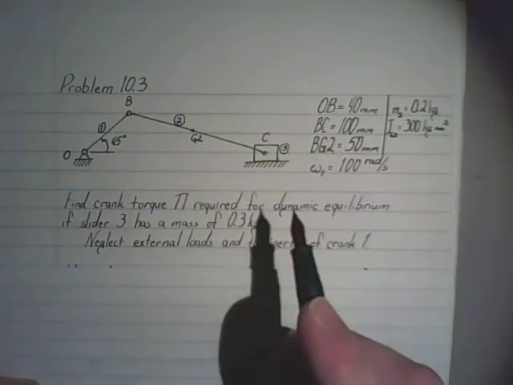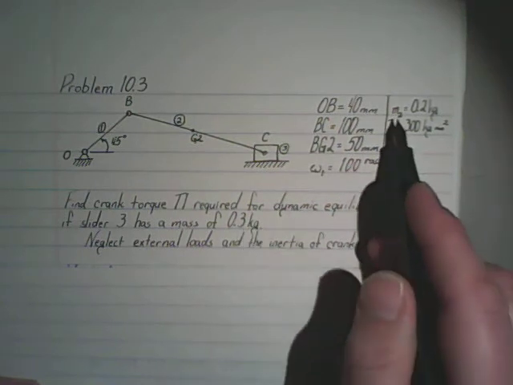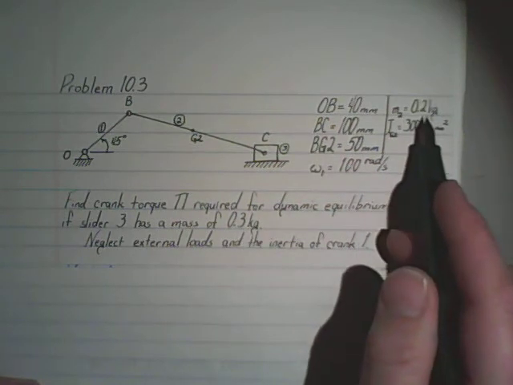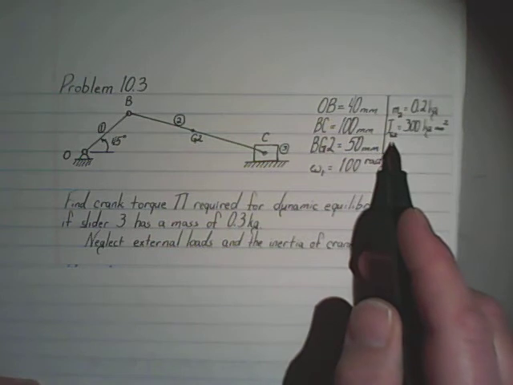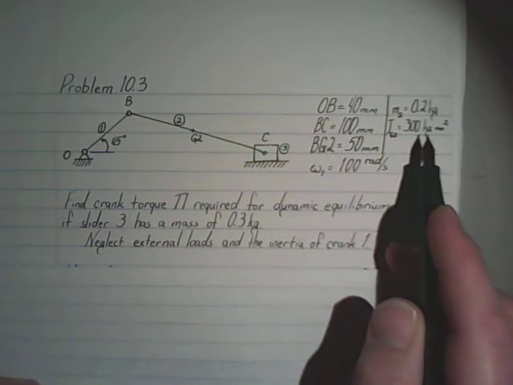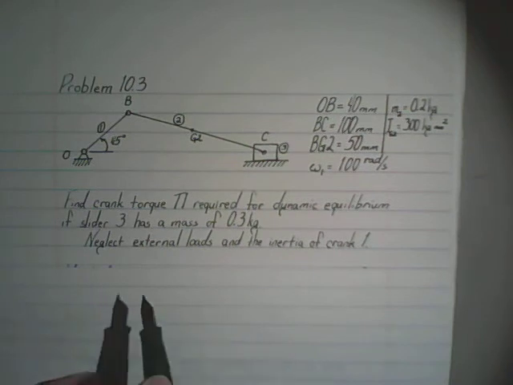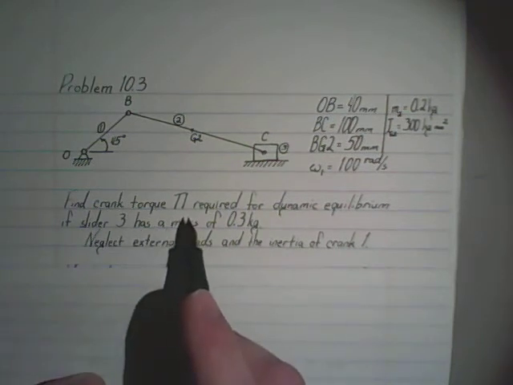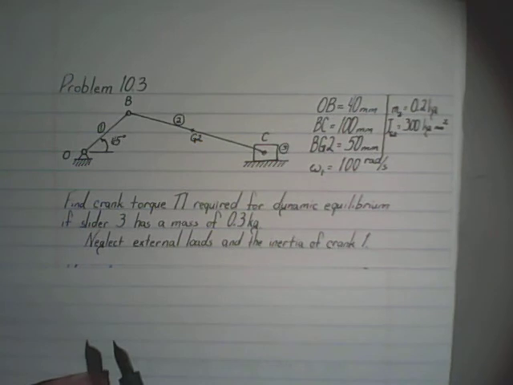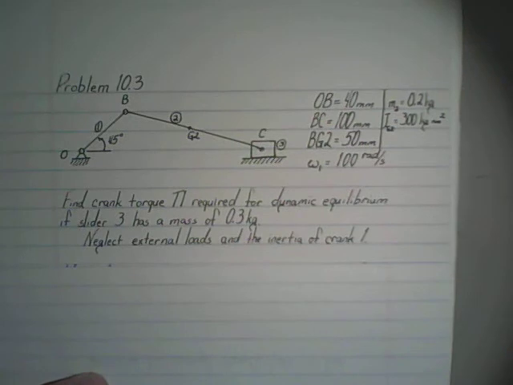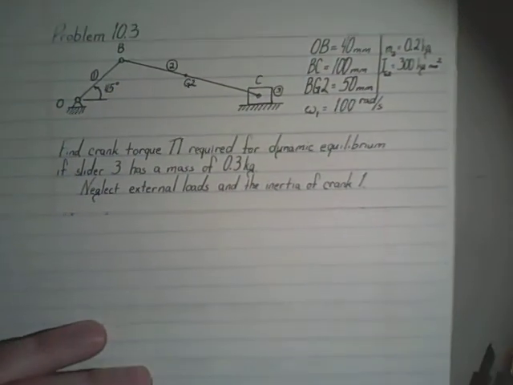The crank is rotating at 100 radians per second. The mass of the conrod is 0.2 kilograms, and the moment of inertia about the center of gravity for the conrod is 300 kilogram millimeters squared. So the problem statement is this. Find crank torque T1 required for dynamic equilibrium if slider 3 has a mass of 0.3 kilograms. And also note that we are to neglect the external loads and the inertia of crank 1.